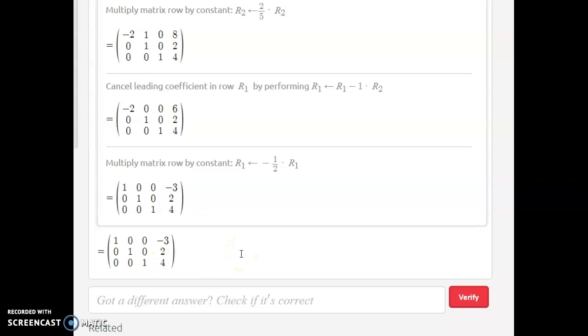Of course, the whole thing can be done very easily using the double REF form on the calculator, the reduced row echelon form, respectively. Symbolab, of course, does it for you.